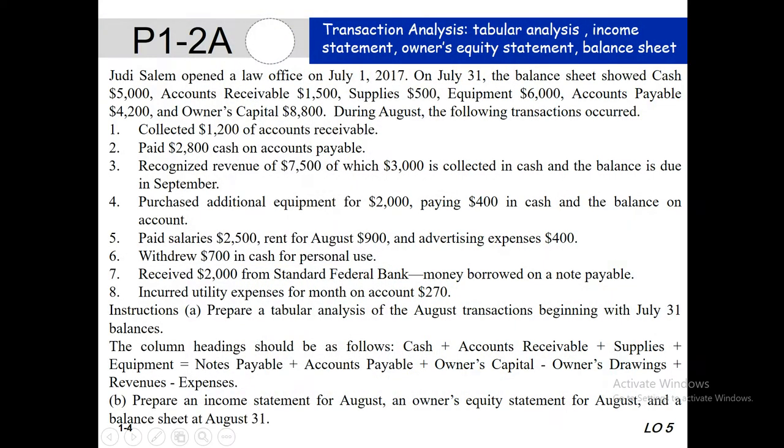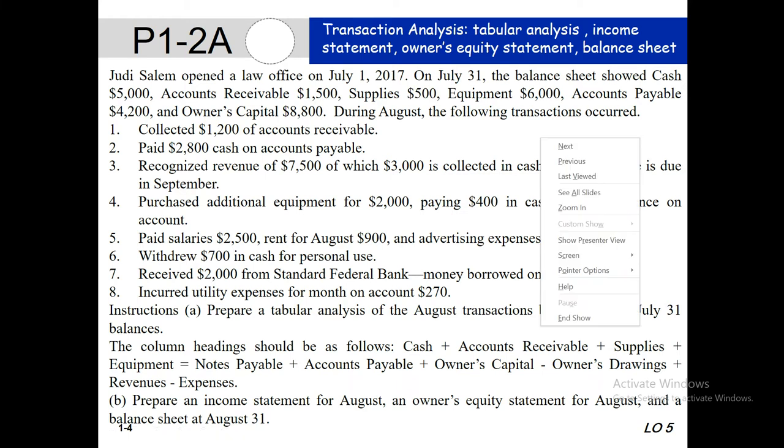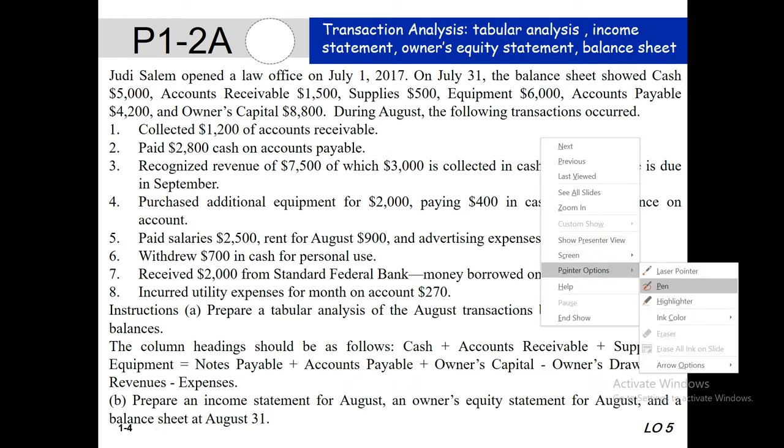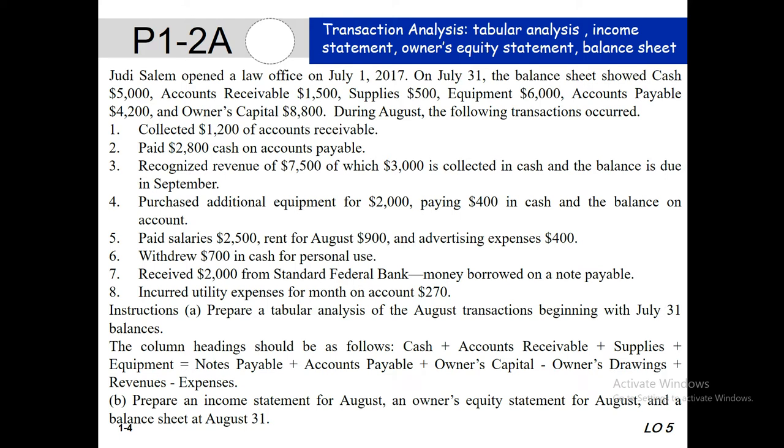Judy Selim opened a law office on July 1, 2017. On July 31st, the balance sheet showed a cash balance, accounts receivable balance, supplies balance, equipment balance, accounts payable balance, and owner's capital. During August, the following transactions occurred. Here we have 8 transactions.